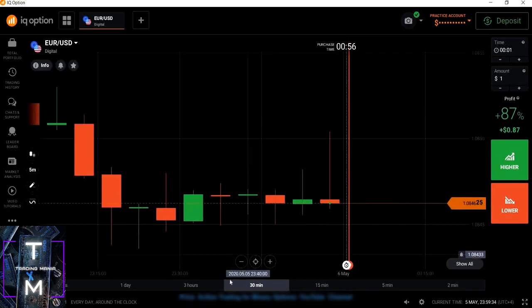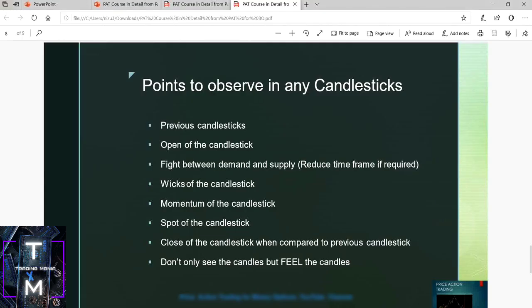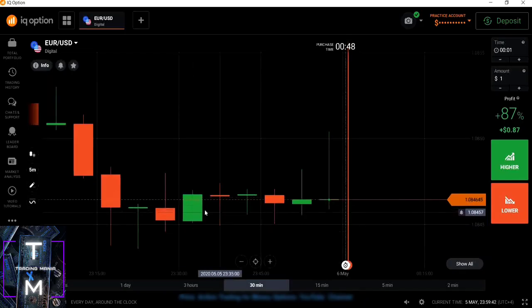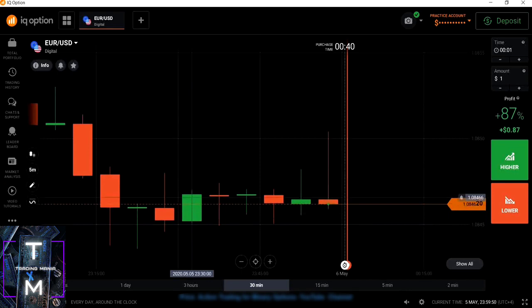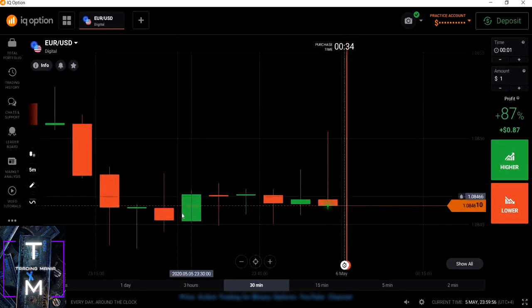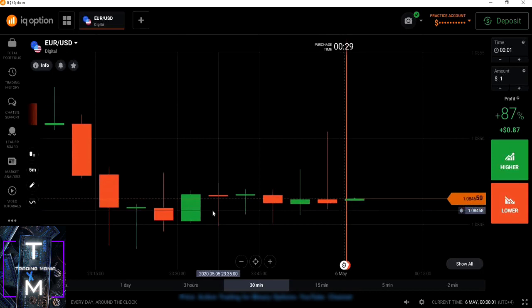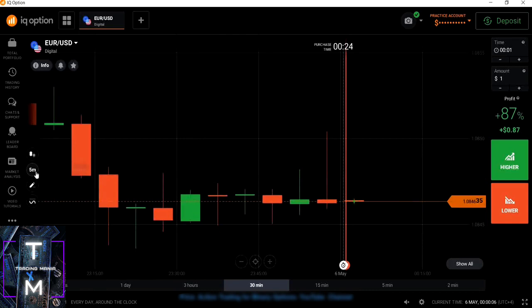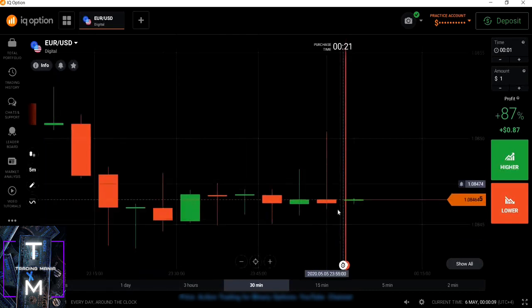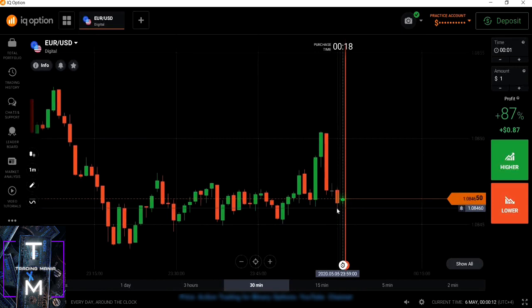Okay, and if you see next, let us see. So what you are actually doing, you're not only seeing the candlestick. There is a difference between seeing the candlesticks and feeling the candlesticks. When you see a candlestick, you have just seen a candle that is already formed, and you don't know what happened before it, you don't know what happened during it, and you will not know what will happen after it. Feeling the candle means you're going into it, you're investigating the candle, you're changing the time frames, or you're analyzing the movement of the candle. In that way, you will get a feel of the candle.